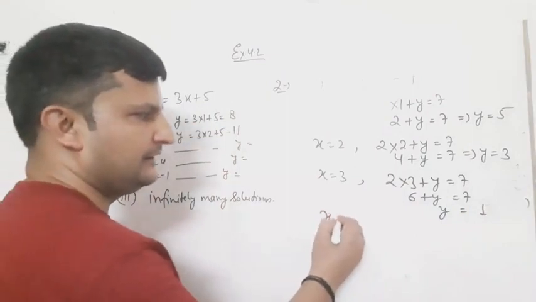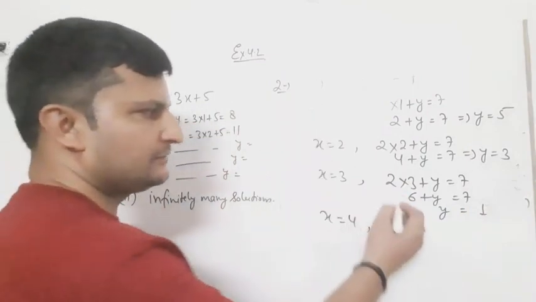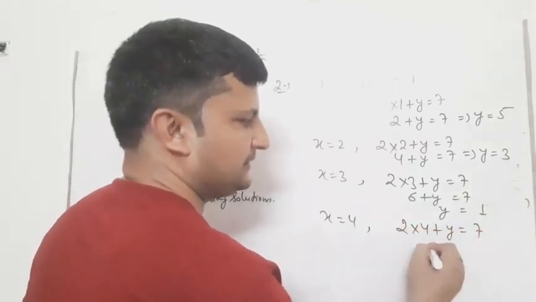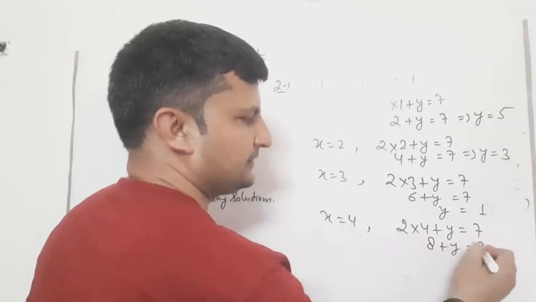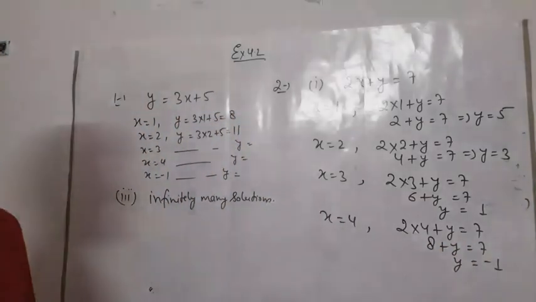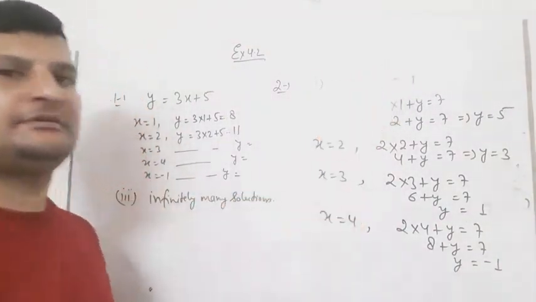Similarly, if I am putting x is equal to 4, because we have to find 4 solutions, so we are doing like this. So 2 into 4 plus y is equal to 7. That means 8 plus y is equal to 7. So y is equal to minus 1. These are the 4 solutions of this equation, 2x plus y is equal to 7.